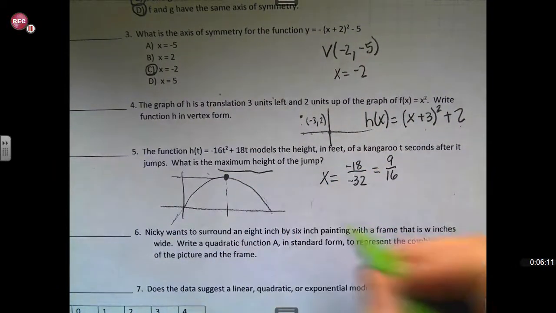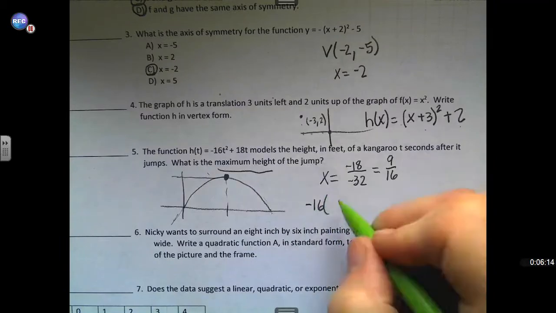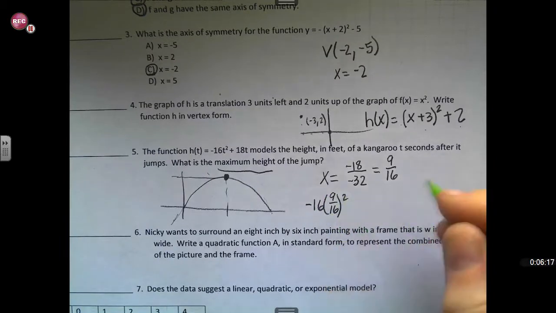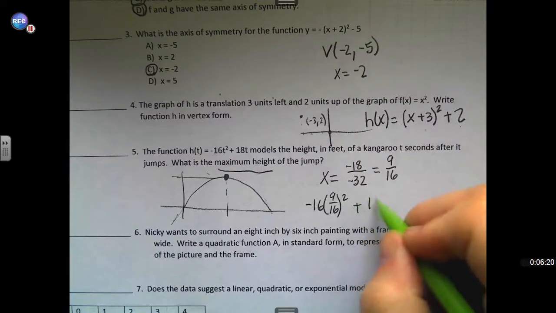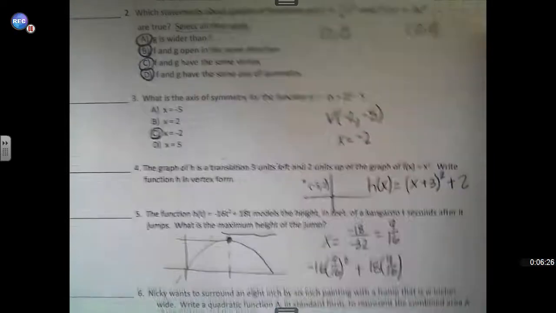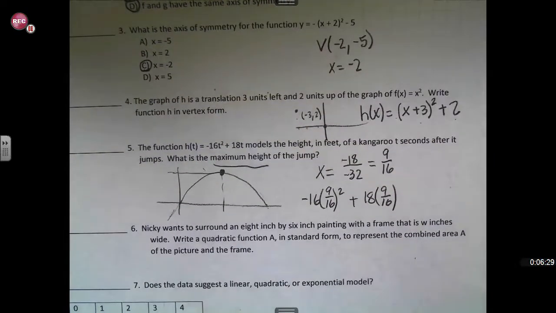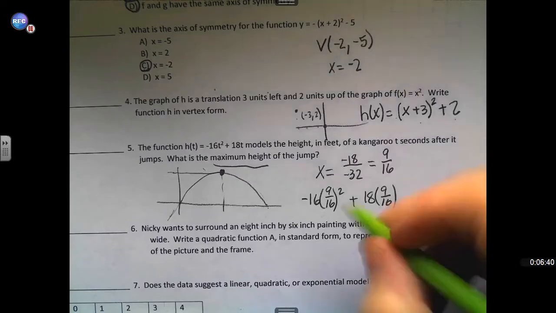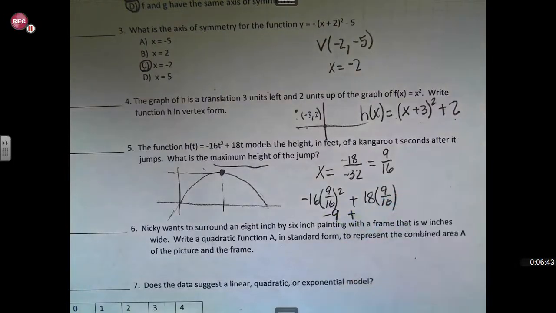So that means I have to plug that in. So negative 16 times 9 over 16 squared plus 18 times 9 over 16. I'm going to go to my calculator for that, rather than take up time. So negative 16 times 9 over 16 is negative 9, plus 18 times 9 over 16 is 81 over 8.